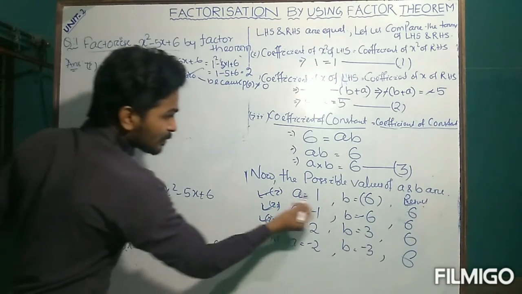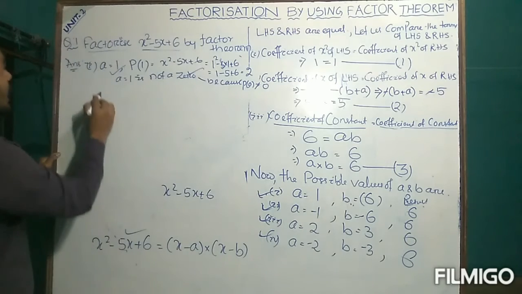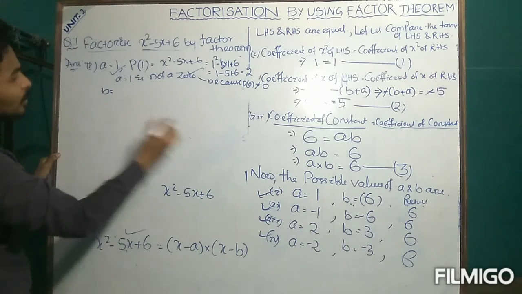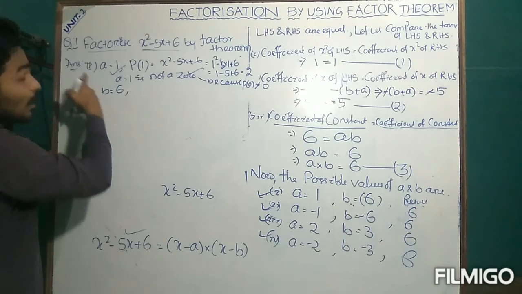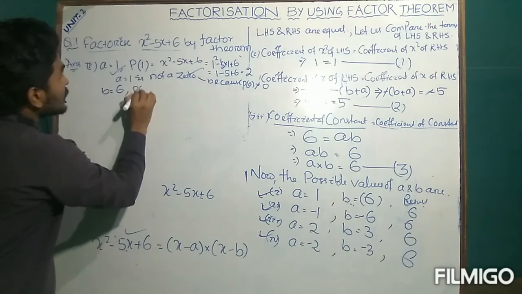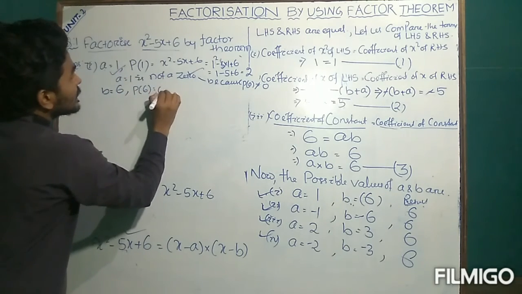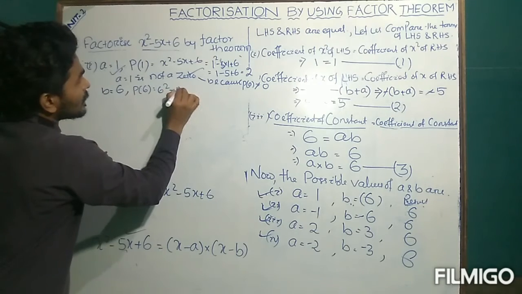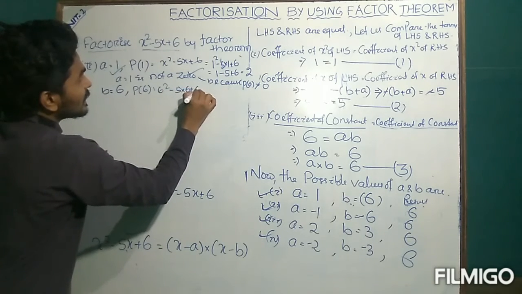Coming to the first assumption, second part. In the second part we have b is equal to 6. Now we are checking for only the first assumption. So p of 6 will be 6 square minus 5 into 6 plus 6.